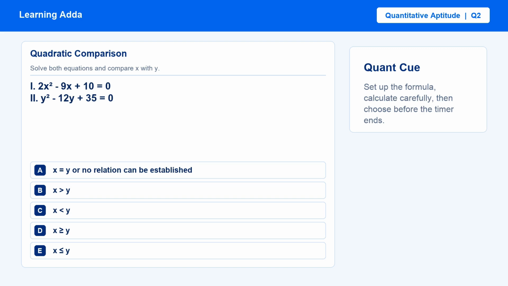Question 2. Equation 1: 2x squared minus 9x plus 10 is equal to 0. Equation 2: y squared minus 12y plus 35 is equal to 0.